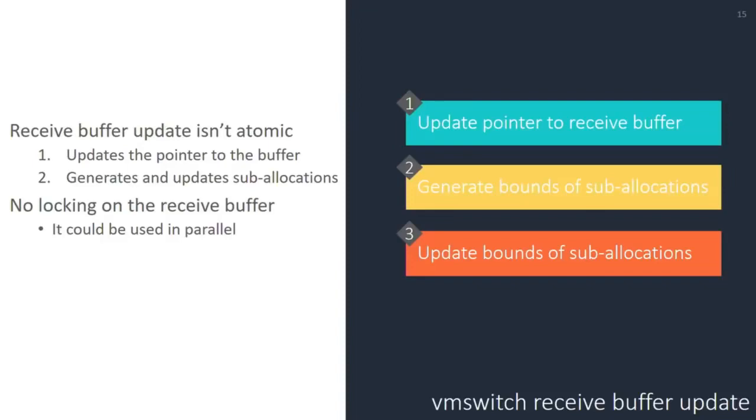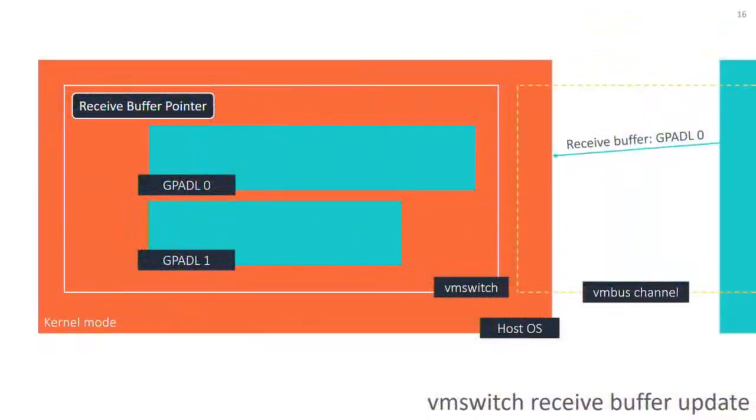And what you can see is that those 3 operations are not in any way atomic. There is going to be time that passes between the beginning of this function and the end of this function. And in addition to that, if you take a look at the code, there is no locking, or at least no relevant locking for us. And so trying to visualize that a little bit more, let's say I'm the guest, and I say, okay, please use GPADL 0 as your receive buffer. Host OS is like, okay, totally cool.